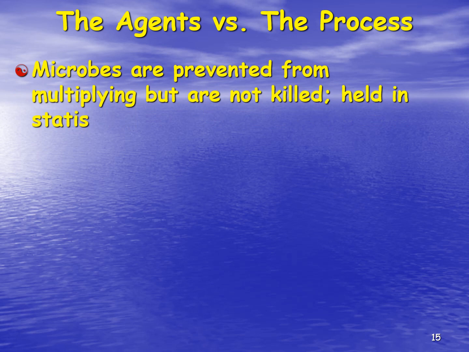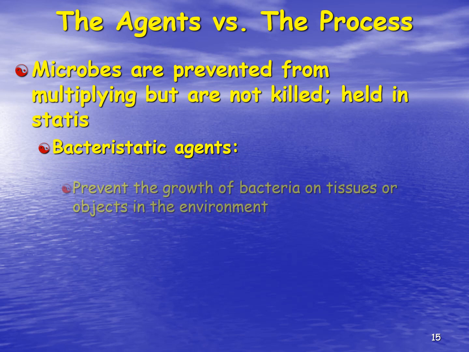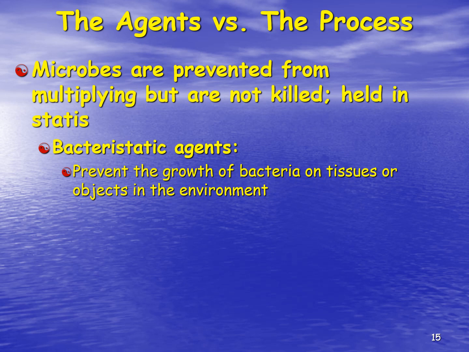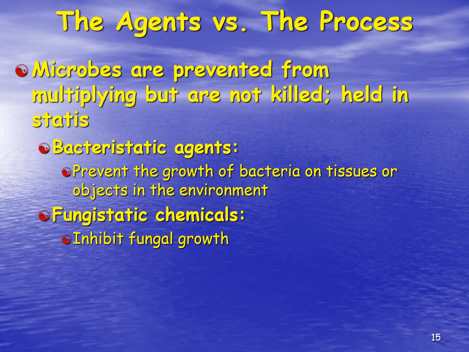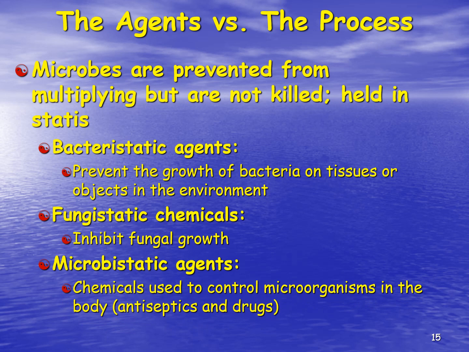Microbes are prevented from multiplying, but are typically not killed. Oftentimes they are held in what we call stasis when we talk about static agents. So bacteriostatic agents prevent the growth of bacteria, but do not actually kill them. Fungistatic, same thing with the fungi. And microbiostatic agents simply are chemicals used to control microorganisms, and that includes all of them, in the body. And this would include several of our antiseptics and some of our drugs.